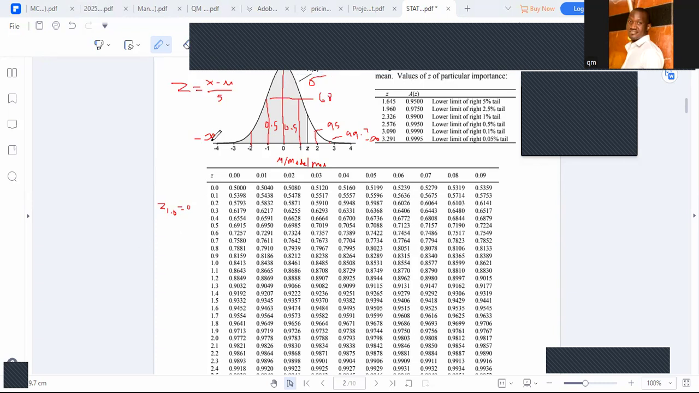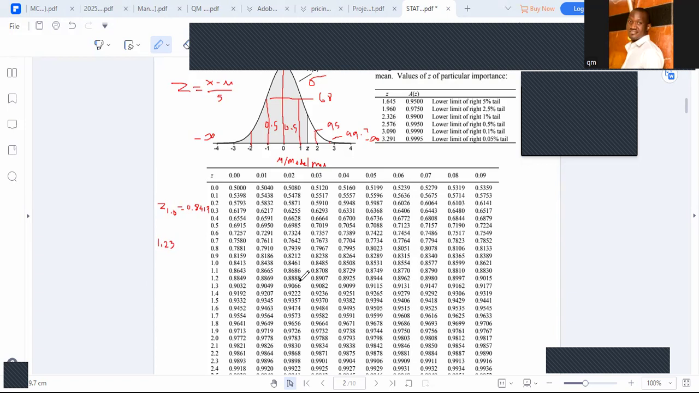So we have 0.84. 0.8413. All right, so this is the area here. Can somebody tell me if you have a Z of 1.23, how do you read this area? Z of 1.23. We go under 1.2 and 0.03 where they meet.